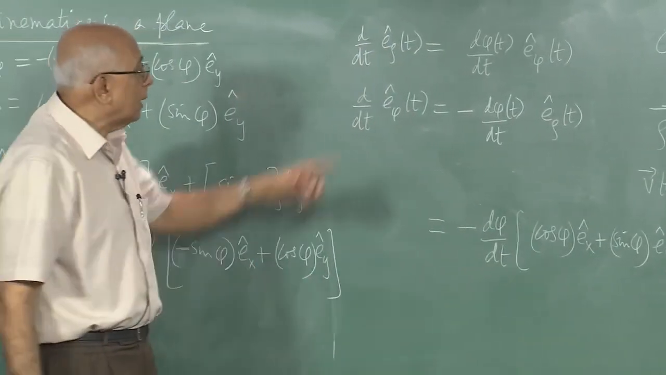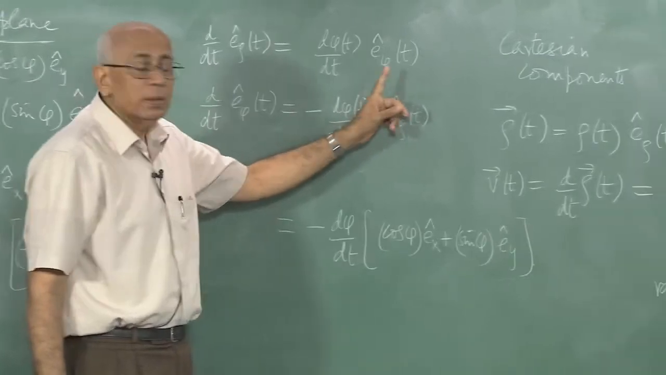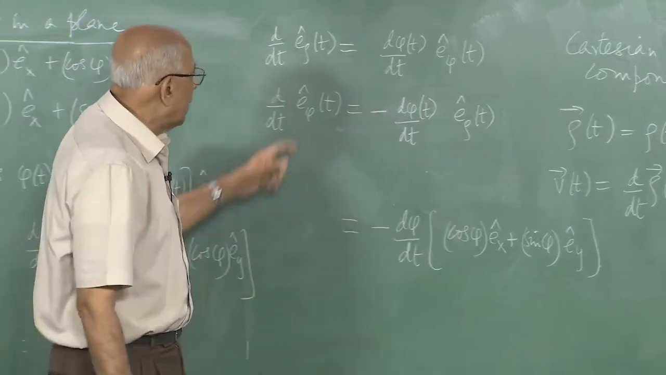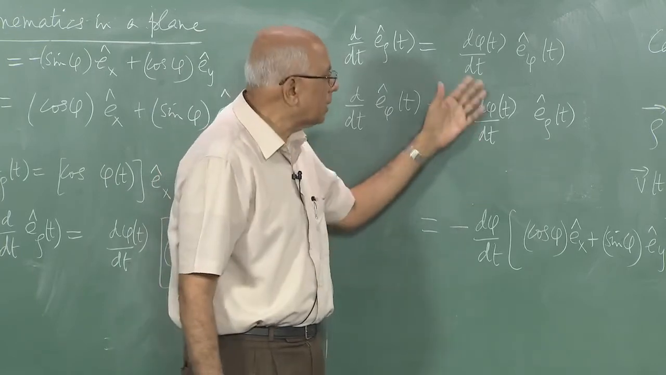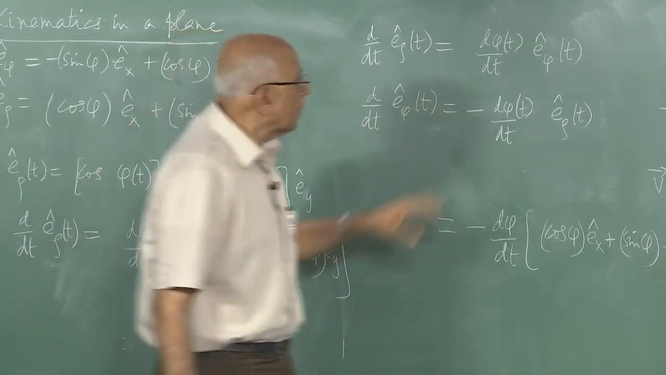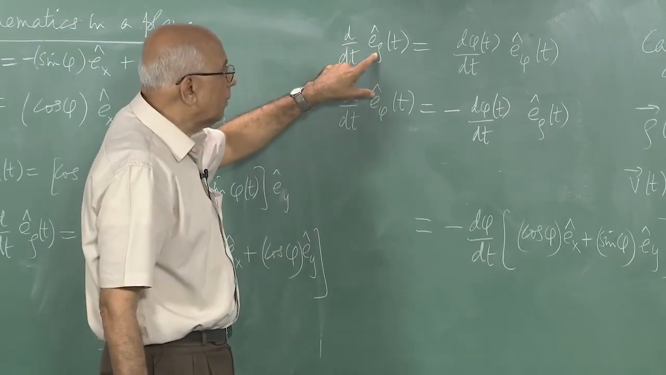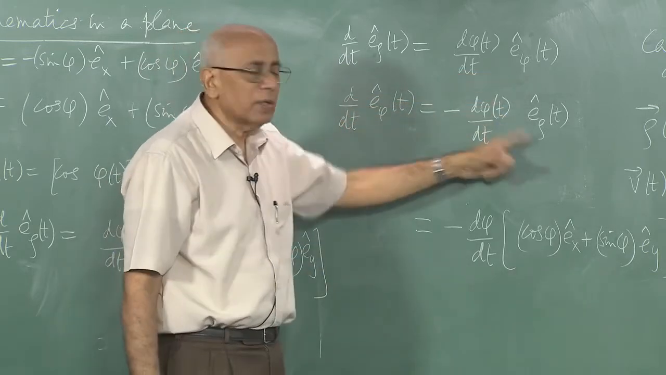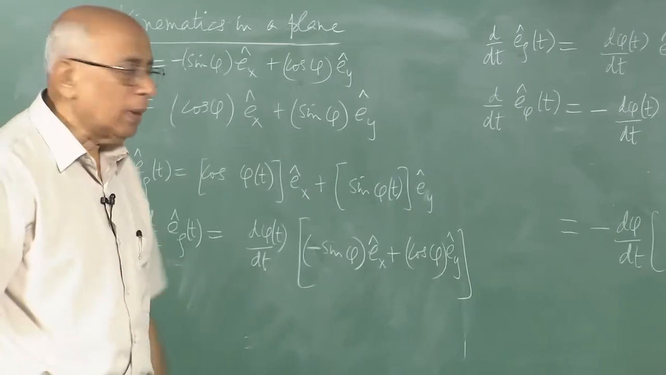So to sum up, the rate of change of the radial unit vector is along the azimuthal unit vector. The rate of change of the azimuthal unit vector is along the radial direction, with appropriate signs, and this quantity d phi over dt could be positive or negative. Whatever it is, it multiplies these unit vectors. The whole point is the rate of change of one unit vector is along the other unit vector, where these two unit vectors form a basis for all points in the plane.